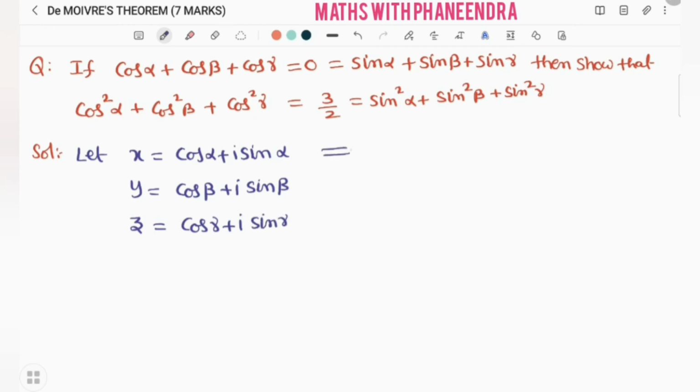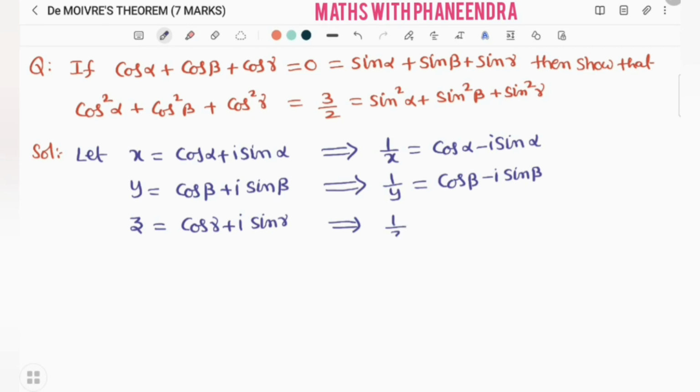So the reciprocals also find out. 1 by x is equal to cos alpha minus i sin alpha. 1 by y is equal to cos beta minus i sin beta. 1 by z is equal to cos gamma minus i sin gamma.